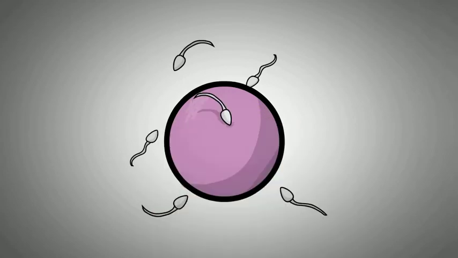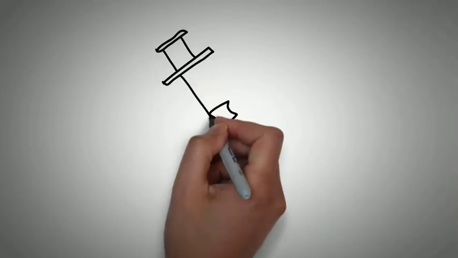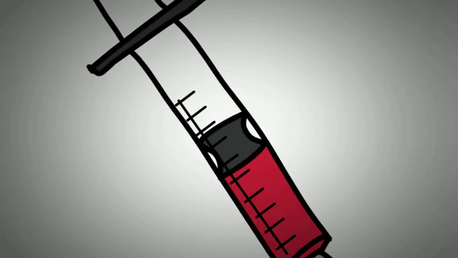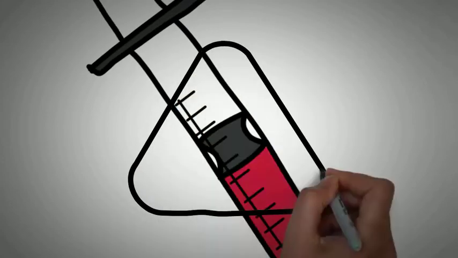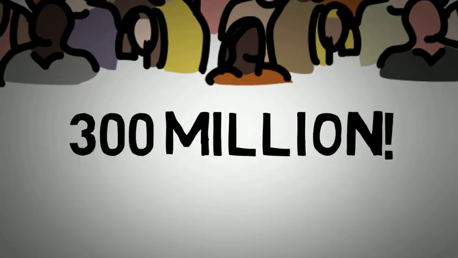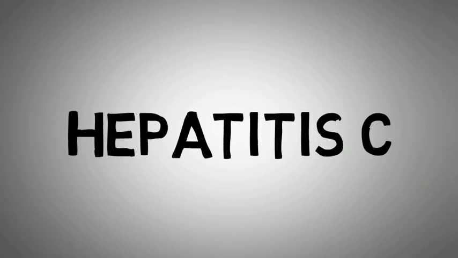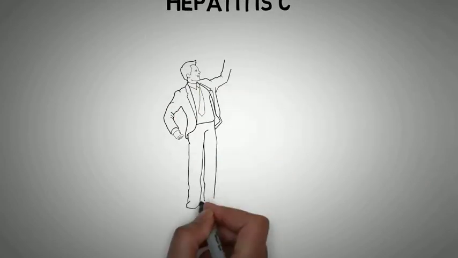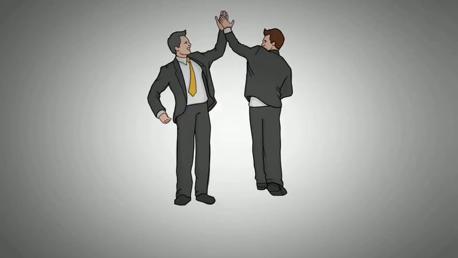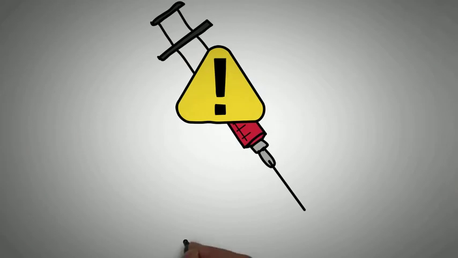In the United States, the disease is most commonly spread through unprotected sex with someone who has the disease, or from injecting drugs with shared needles that aren't sterilized. Fortunately, there is a hepatitis B vaccine, but despite its conception, the disease still infects more than 300 million people worldwide. Hepatitis C, like hepatitis B, spreads from person to person through blood or other bodily fluids and can lead to cirrhosis or liver cancer.